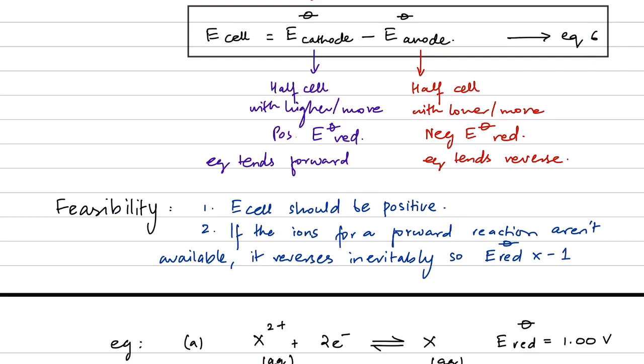Then we have equation 6, where E cell is equal to the difference between the reduction half cell and the oxidation half cell, or basically E cathode minus E anode. E cathode is the half cell which has the more positive reduction potential value, and this is the equation which tends to go forward in the actual reduction side. The anode half cell is the half cell which has the less positive value, which is more negative, a smaller value, and it generally reverses because it can't proceed in the forward direction, so it is reversed.